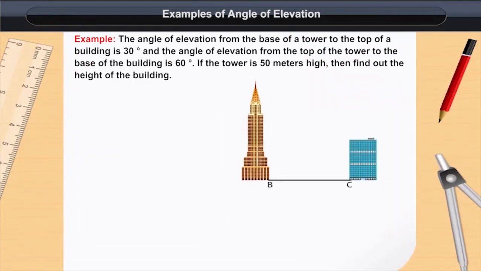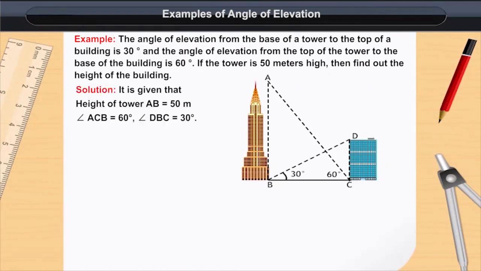Example. The angle of elevation from the base of a tower to the top of a building is 30 degrees, and the angle of elevation from the top of the tower to the base of the building is 60 degrees. If the tower is 50 meters high, then find out the height of the building.